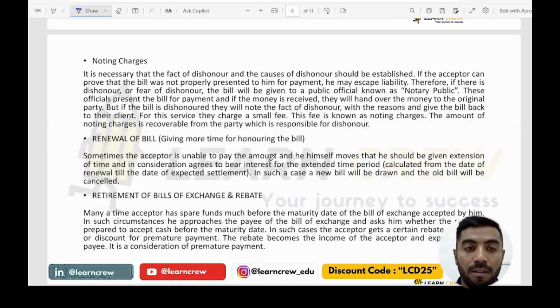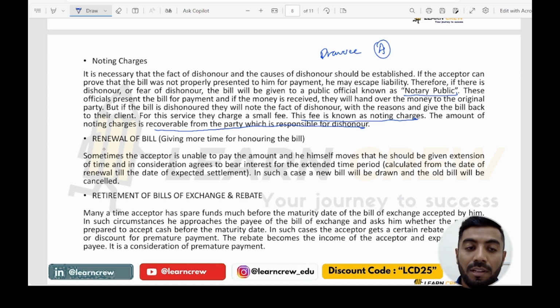Okay. Noting charges. Like I already mentioned, from a public official called a notary public, the facts of the dishonor will be recorded, including why it is not paid at all. That fee is called noting charges. This is recoverable from the party who is responsible for the dishonor. That is nothing but the drawee. From the drawee it will be recovered. That is, in our case, it was A.